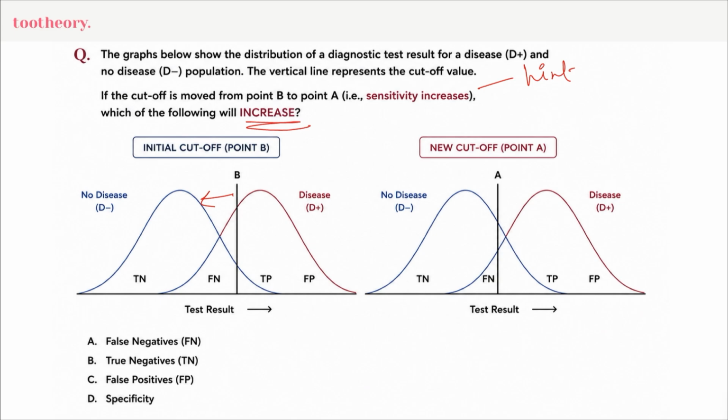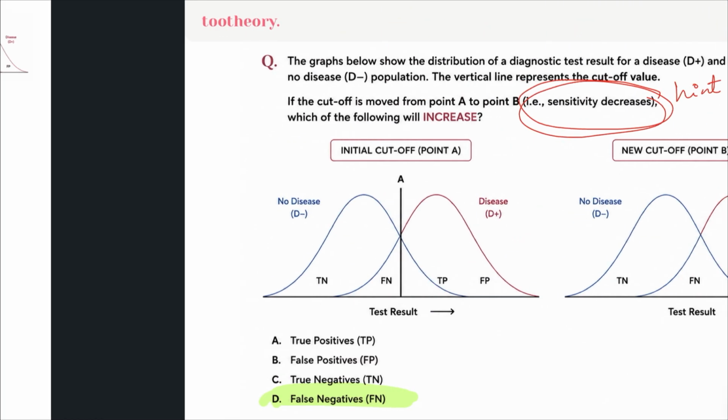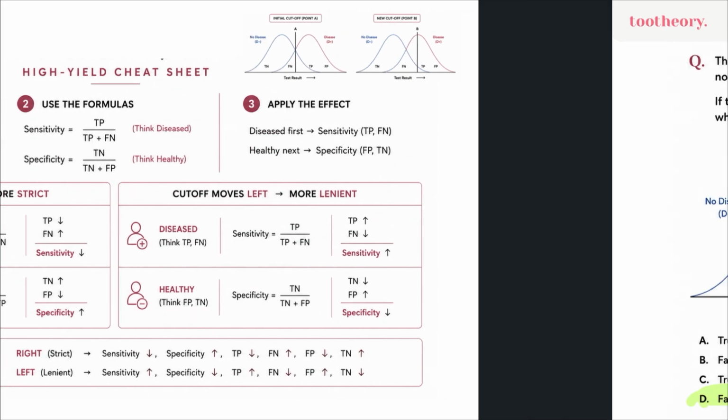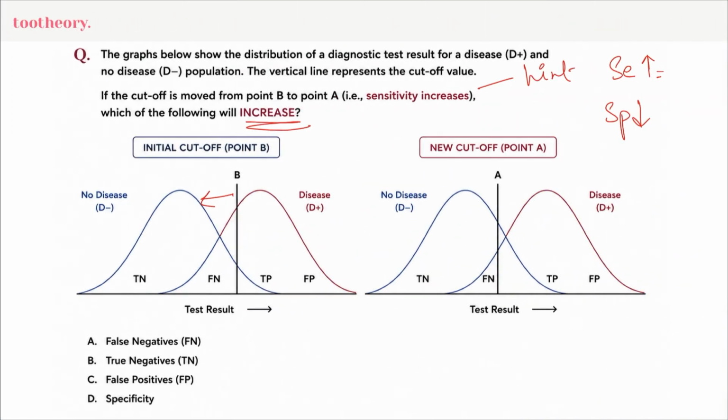So we know that if sensitivity is increasing, specificity will decrease at this point. So if specificity decreases, then we can go back to our high yield cheat sheet and look at this. If it moves left, the specificity will decrease and sensitivity will increase, right? So by both our formulas, we can look at that.